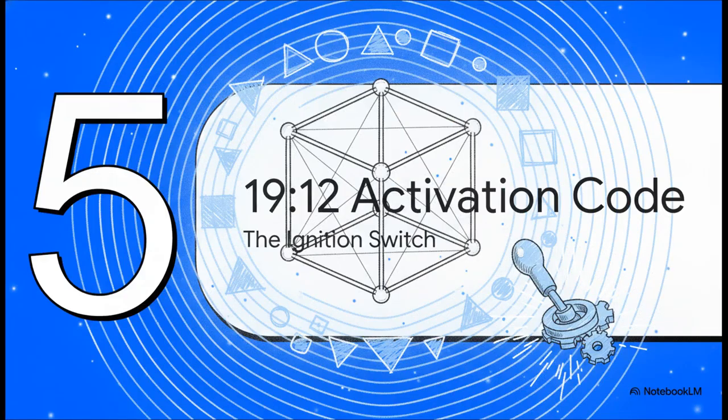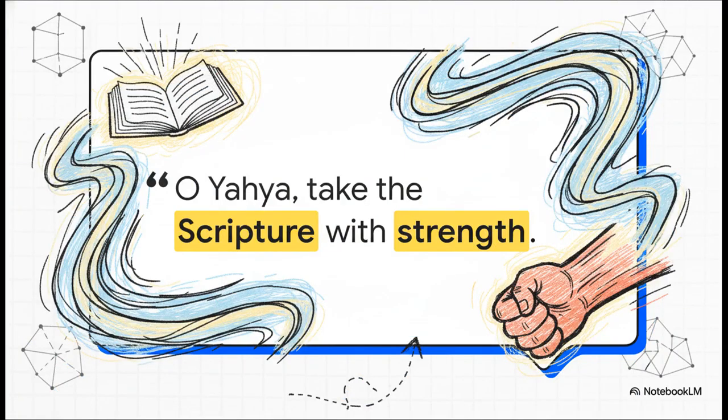Section 5. The 1912 activation code. This is where you come in. Because all of this architecture is just dormant potential without an operator. It requires an execution command. Chapter 19, verse 12. O Yahya, take the scripture with strength. This is the ignition switch. It's the exact voltage needed to wake you up from being a mere shadow in the matrix and turn you into an active, localized participant.